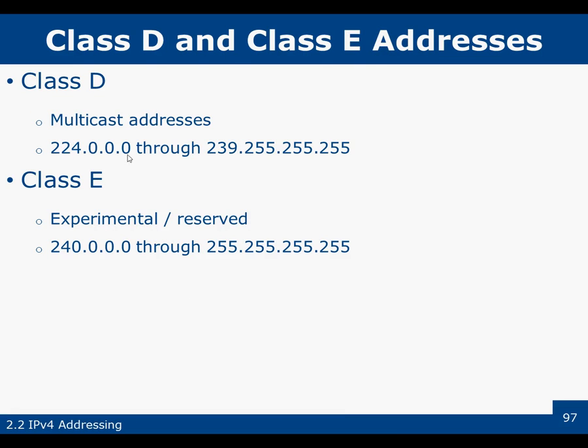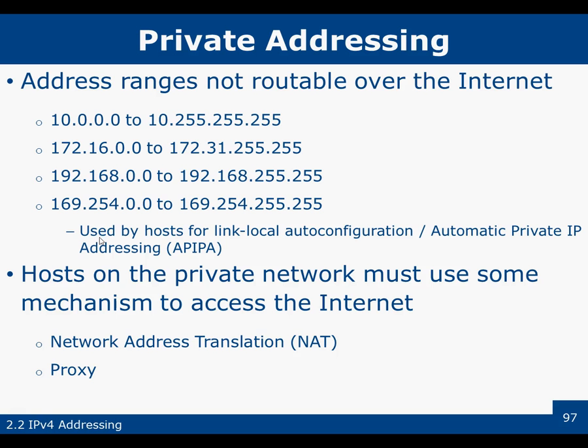And these are class D and class E, 224 to 239, and the experimental reserve starting at 240. These private address ranges are not routable on the internet. These are the ones that you can use on your private networks. The 10 address range, the whole 10 class A address, so you could have the 16 million addresses on a single network if you could do that. Typically you're going to have to break that down into something else, and we'll look at how we do that in a few minutes when we talk about subnetting.